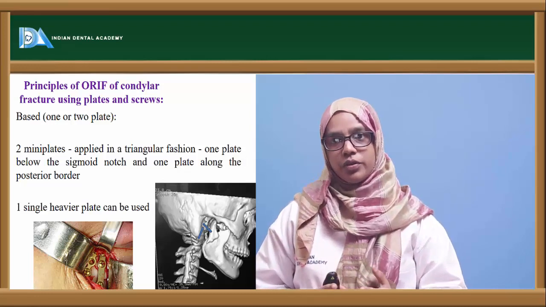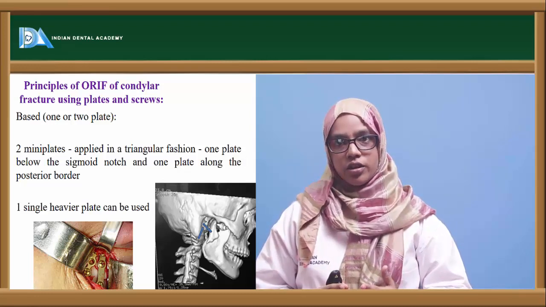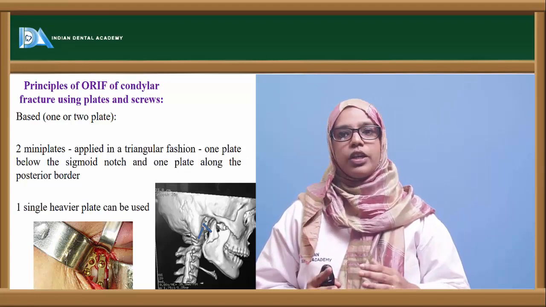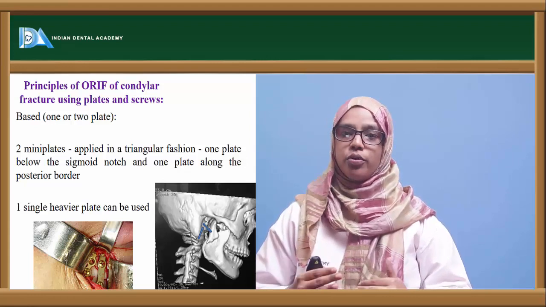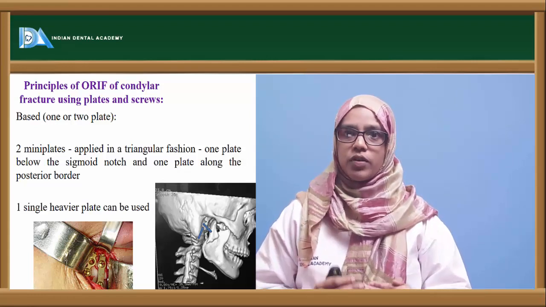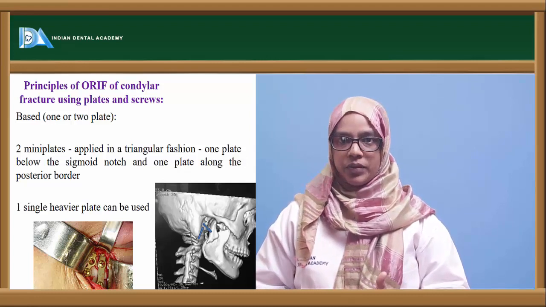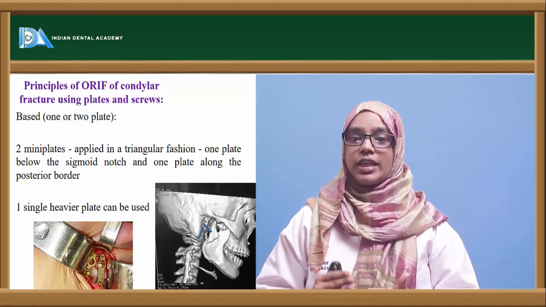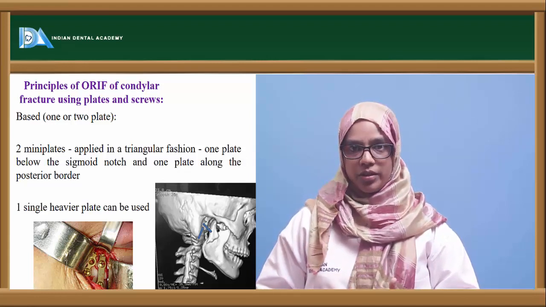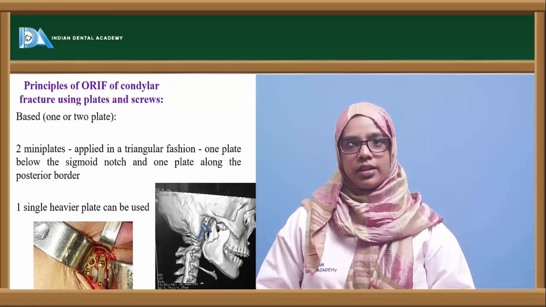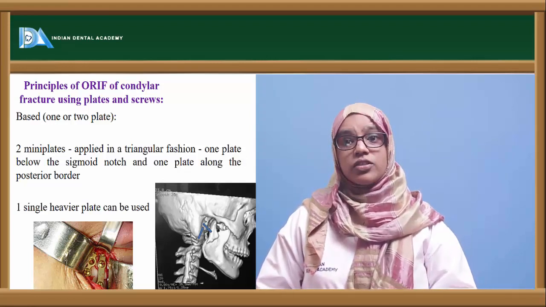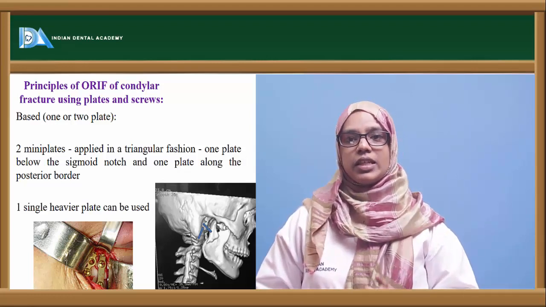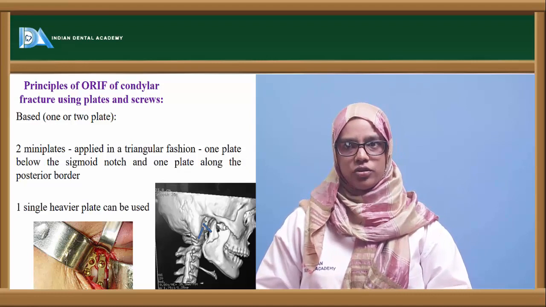Now, the principle of open reduction of a condylar fracture. Once you have opened up the fracture and reduced the fracture, how will you plate it? Either use 1 plate or 2 plates. When you have a sufficient amount of bone on both sides, that is both the distal and the proximal segment, you can use 2 plates. As I mentioned earlier, 1 plate can be at the base of the sigmoid notch and the other on the posterior border of the mandible. Now, 2 holes on either side of the fracture line is sufficient. But if the fracture segment is small, that is the head of the condyle is small, then 1 thick single plate is sufficient on either side of the fracture line.